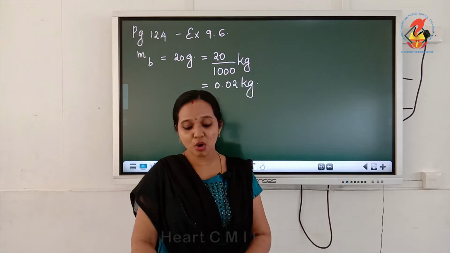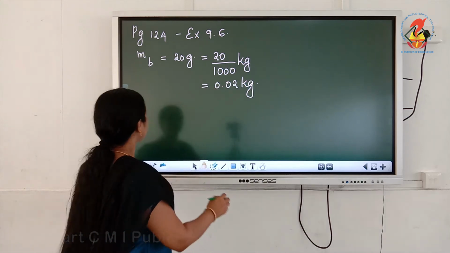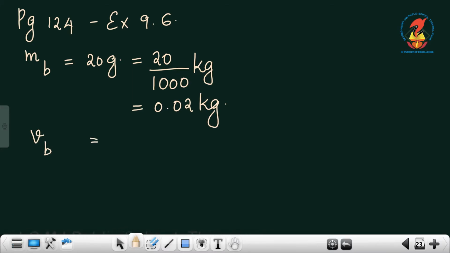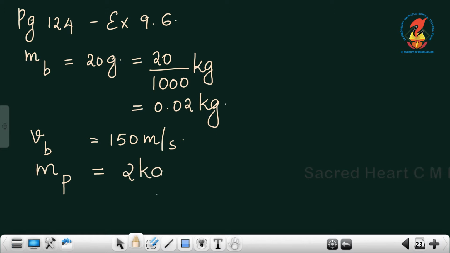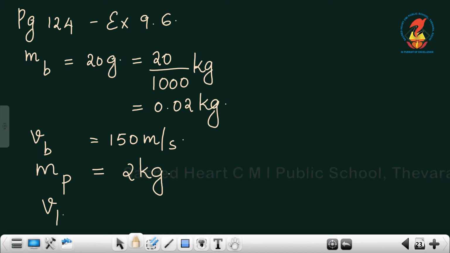That bullet is horizontally fired with a velocity of 150 meter per second. So, velocity of the bullet is 150 meter per second, from a pistol of mass 2 kilogram. So, the bullet is fired from a pistol of mass 2 kilogram. Mass of pistol is 2 kilogram. What is the recoil velocity of the pistol? So, you need to find the velocity of the pistol.